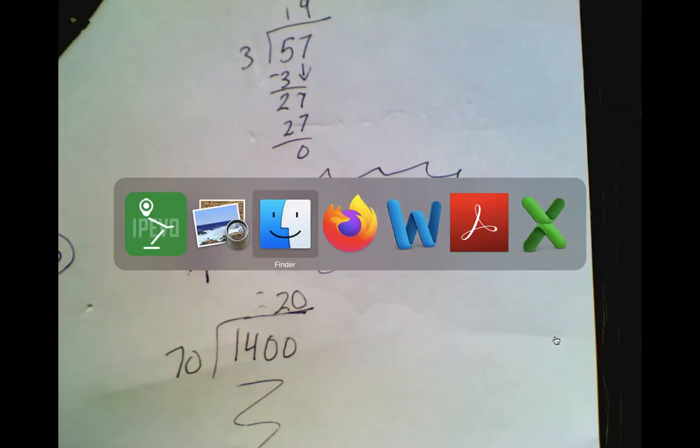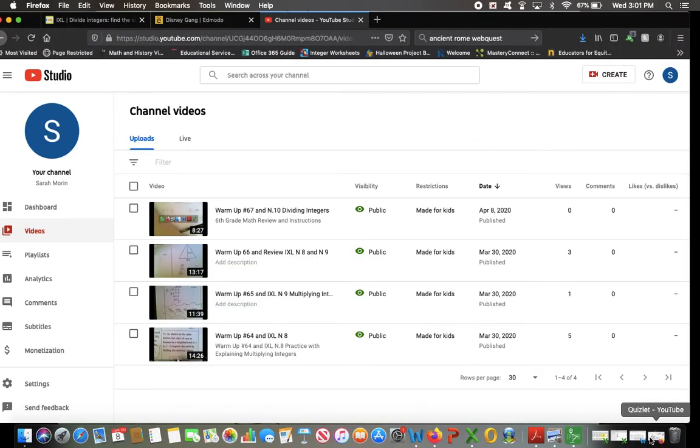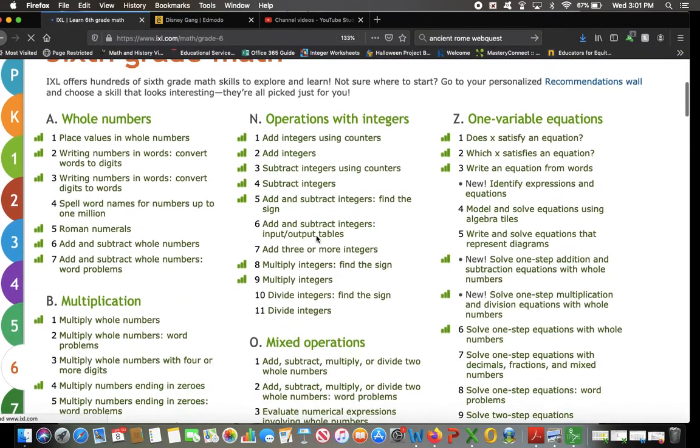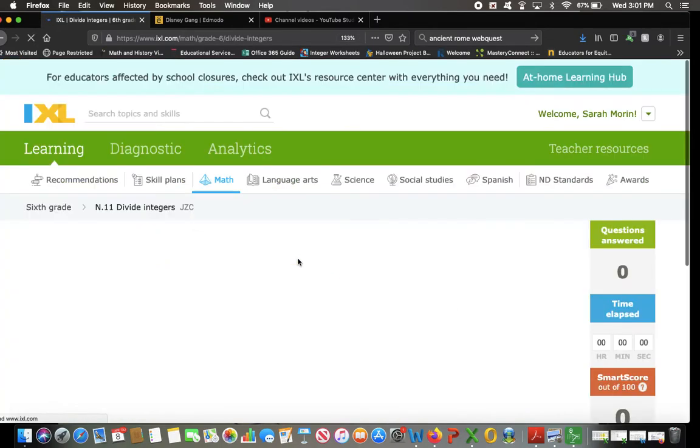And now you're going to go over to your Excel. Hopefully I get the right one this time. And then you're going to go to N11 because you should have done N10 yesterday. And then you just solve the problems like how we did.